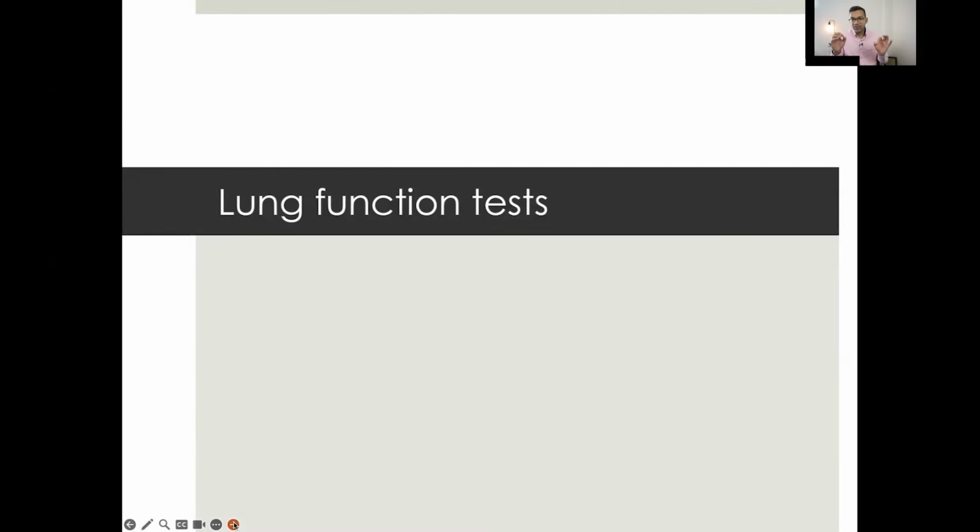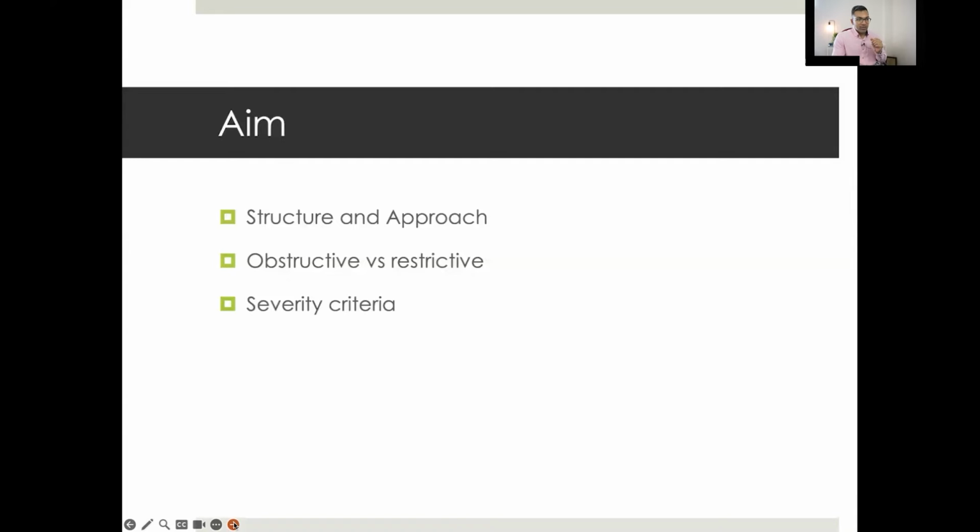I think the thing with lung function tests is that there's just so much information there, and it's not in a specific order. It's just like one of those printouts, and it doesn't necessarily make sense. And you just have to have an order to go with. So structure and approach, obstructive versus restrictive is obviously very important, and then severity criteria.